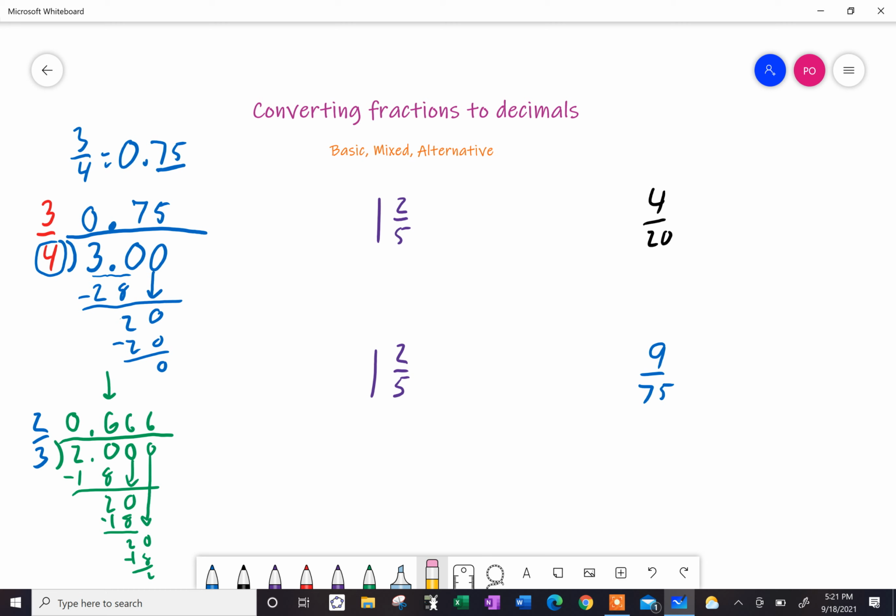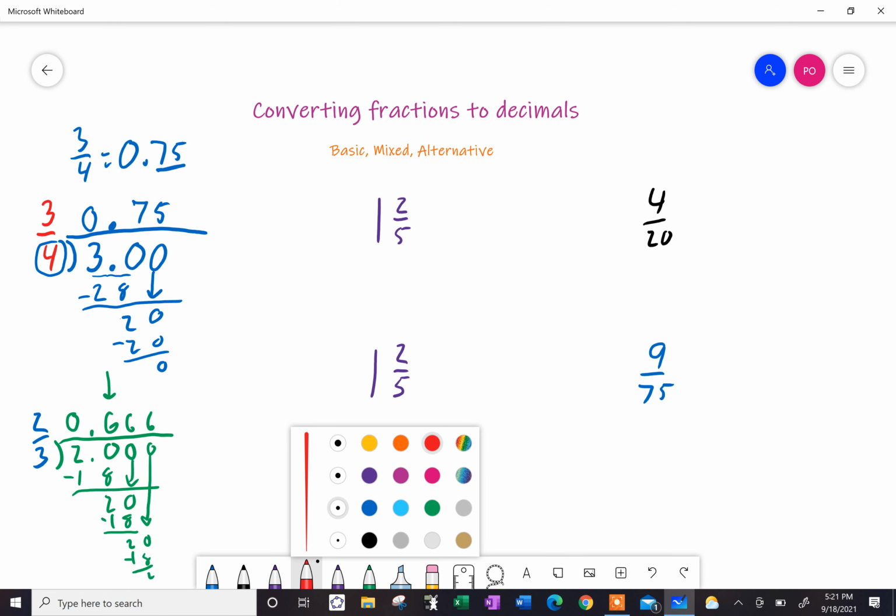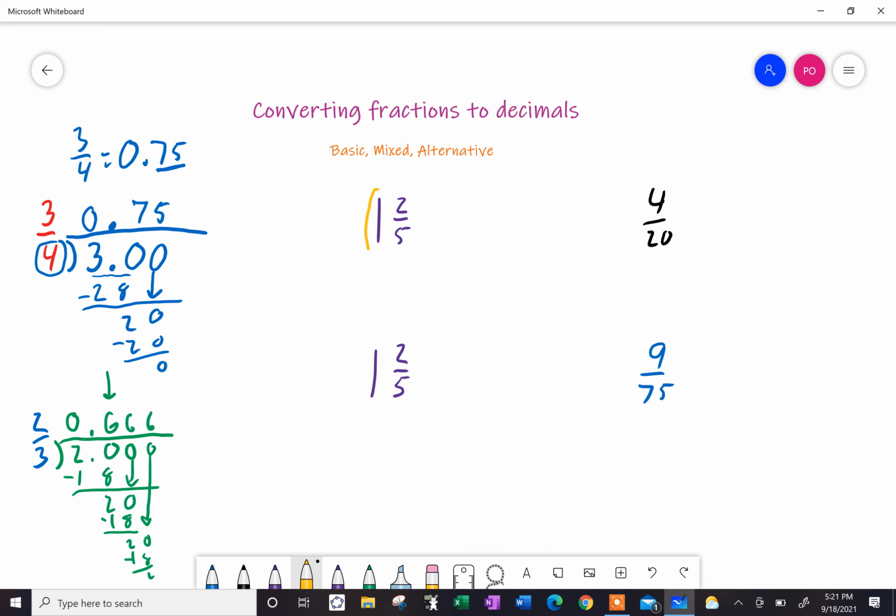Now, what if we had a mixed number? The easiest thing to do would be just to kind of ignore the whole number and say, what's 2/5 as a decimal? 5 goes into 0 times. 5 goes into 20 4 times. 4 times 5 is 20. So 20 minus 20 is 0. And there's no remainder. So 2/5 is 0.4.